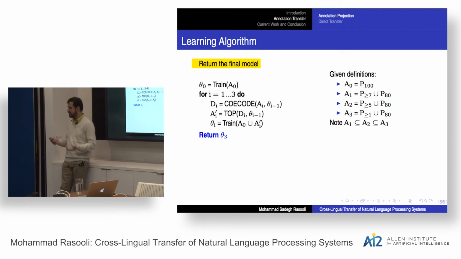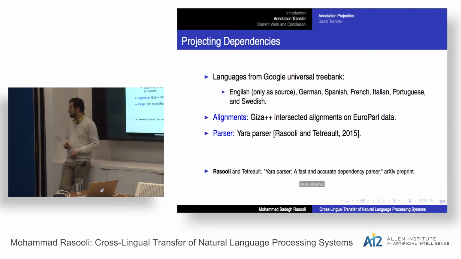And this final model can be used to parse sentences in the target language. And what we did was to experiment on 7 European languages. At that time, this was kind of the only data set that we could have from the Google Universal Treebank. We only use English as our source language, and other languages were also source and target depending on the setting.